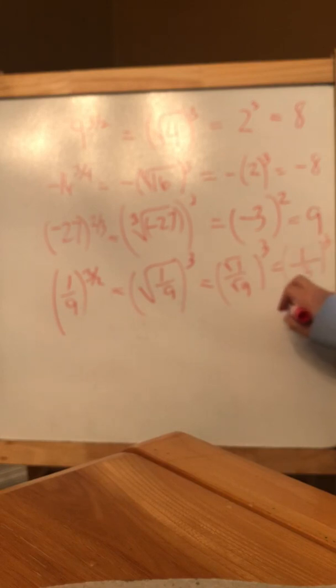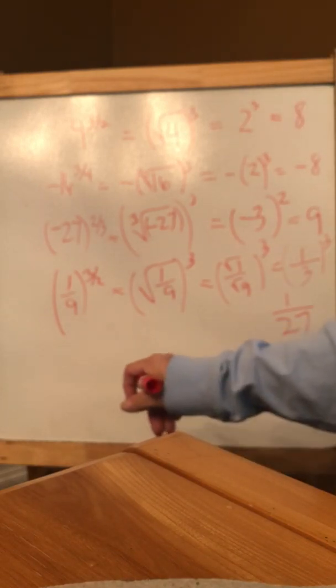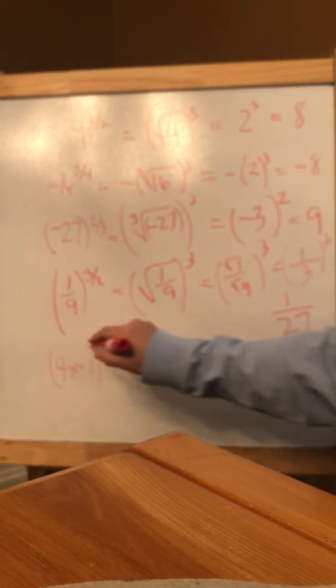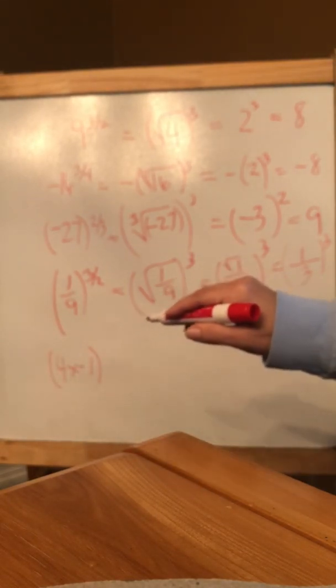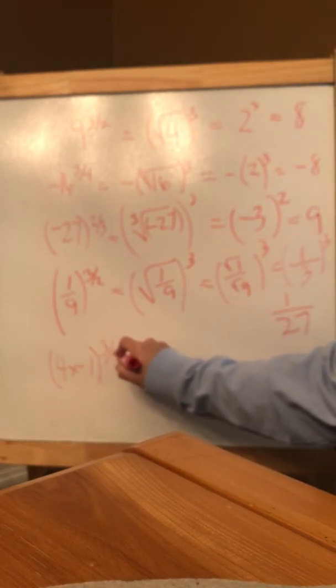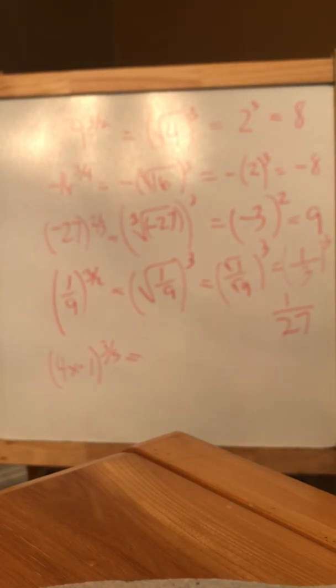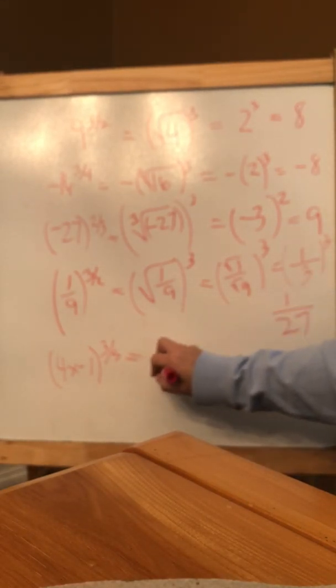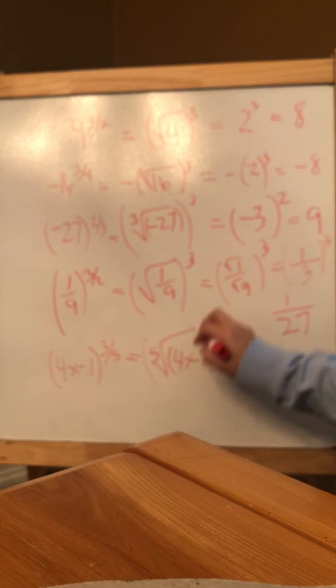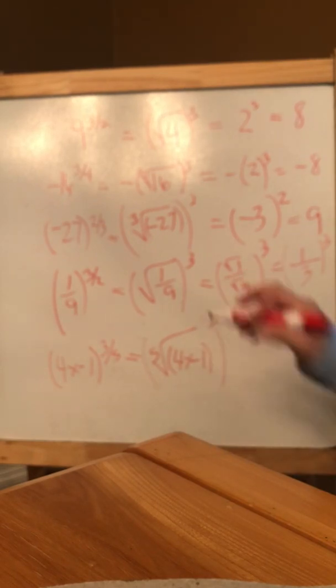1 times 1 times 1 is 1. 3 cubed is 27. So your answer is 1/27. All right, and in example E, we have 4x minus 1 to the 3/5. Okay, so again, just rewriting it, going one step at a time. We're going to be taking the 5th root here. Everything goes underneath, and the whole thing will be taken to the third power.